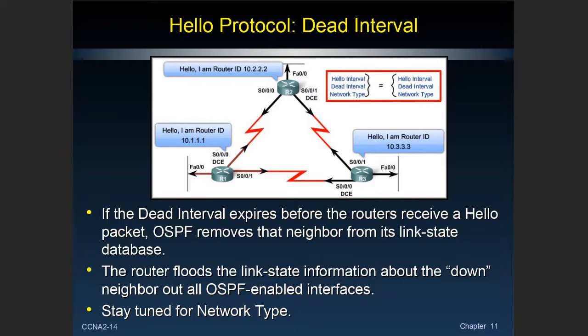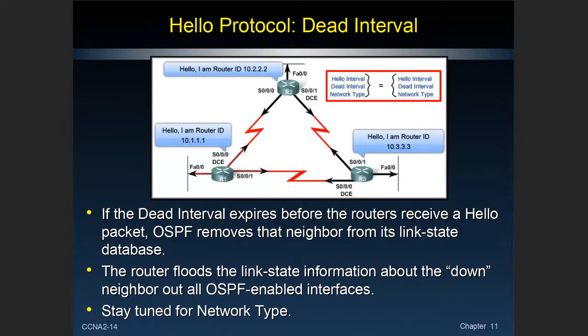So if this dead interval expires and I fail to receive hellos 4 times in a row, I'm going to remove that neighbor from my database. I'm going to tell all my neighbors I still can talk to that I lost that connection. And then we're going to have to go through the process of trying to establish a backup path.